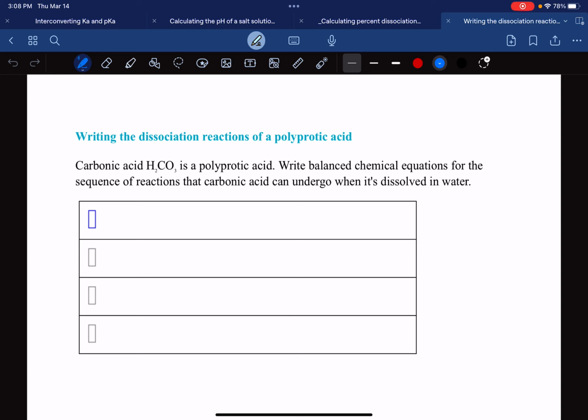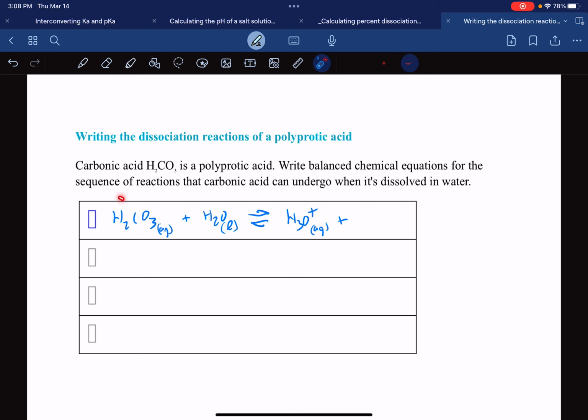So we're going to start off here in this first spot and write H2CO3, aqueous, because we're dissolving in water. We're going to throw it into water, and what we know that water is going to do is that water is going to grab one of the hydrogens off of this and pull it onto itself. So what does that make on the other side? We're going to have H3O plus, that's aqueous, and we're going to have the remainder.